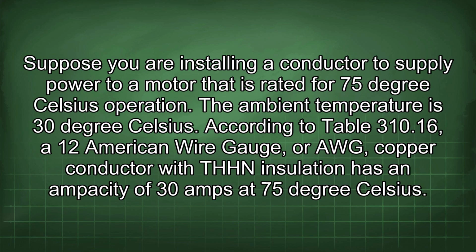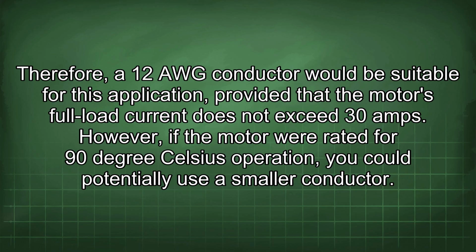Suppose you are installing a conductor to supply power to a motor that is rated for 75 degrees Celsius operation. The ambient temperature is 30 degrees Celsius. According to Table 310.16, a 12 American wire gauge, or AWG, copper conductor with THHN insulation has an ampacity of 30 amps at 75 degrees Celsius. Therefore, a 12 AWG conductor would be suitable for this application, provided that the motor's full load current does not exceed 30 amps. However, if the motor were rated for 90 degrees Celsius operation, you could potentially use a smaller conductor.